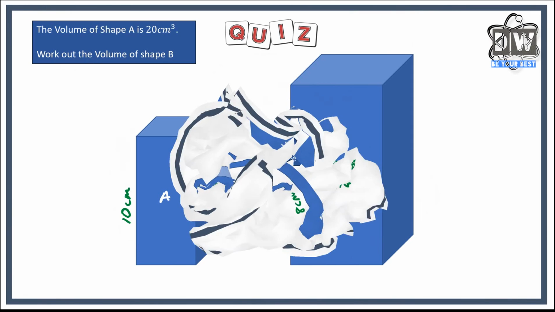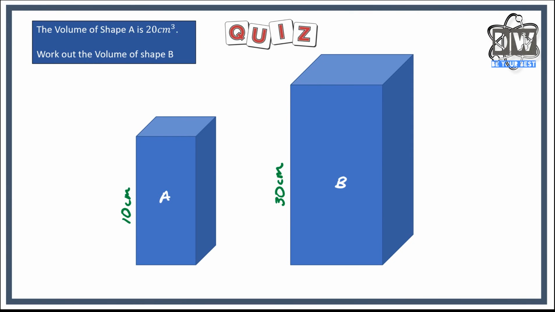And here we go. The quiz question, it's not questions, you'll be glad to know today. The volume of shape A is 20 centimeters cubed. Work out the volume of shape B. So you need to pause the video now, give it a go. It's a nice and easy one, I hope. Come back and see if you have got it correct.